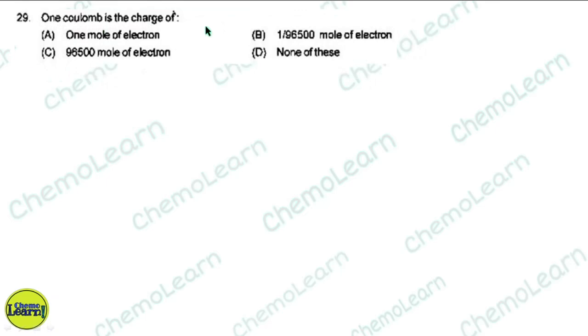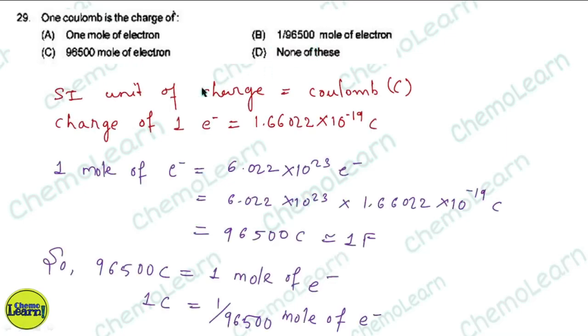1 coulomb is the charge of 1 mole of electron, 1 by 96500 mole of electron, 96500 mole of electron, or none of these. You know, the SI unit of charge is coulomb. Okay, and the charge of 1 electron is 1.66 into 10 to the minus 19 coulomb. So 1 mole of electron will be, obviously, you know that from Avogadro's law, 1 mole of electron is equal to 6.022 into 10 to the 23 number of electrons.